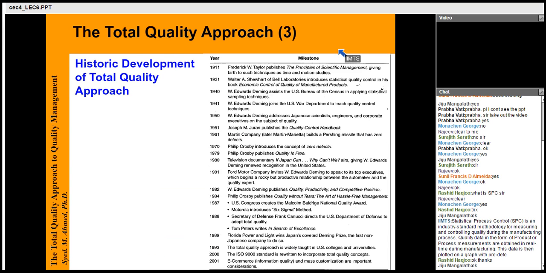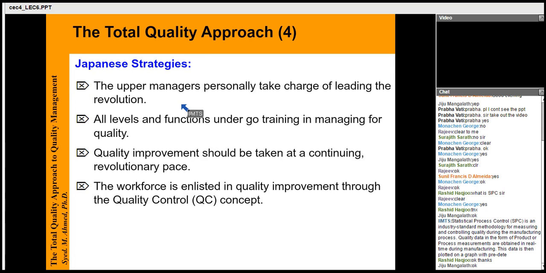And moving ahead, this particular slide shows you the historical development of the total quality approach. That means the quality approach was first started in the year 1911, and from that it has gone to 2001. So this tells us about the history. We do not want to go into this in detail.